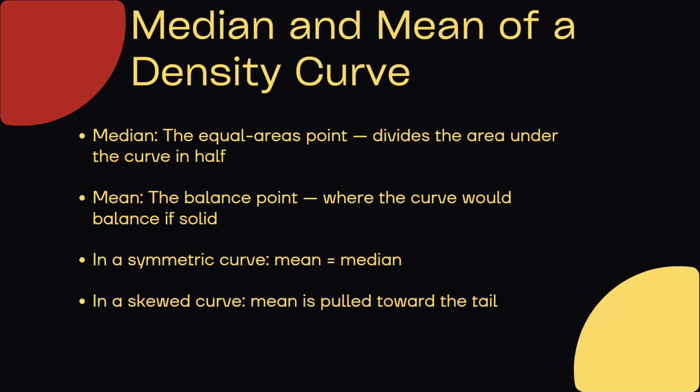Now, when we're thinking about a density curve, the median is the equal areas point. It divides the area under the curve in half. The mean, however, is the balance point. That's where the curve would balance itself if it was solid and you balanced it right on that point. In a symmetric curve, the mean equals the median. However, in a skewed curve, the mean is pulled in the direction of the tail. So if you're skewed to the right, the mean is pulled to the right of the median, and the mean would be greater than the median, and vice versa if the data was skewed to the left.